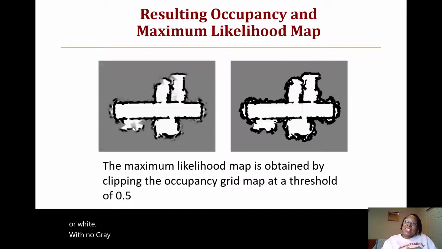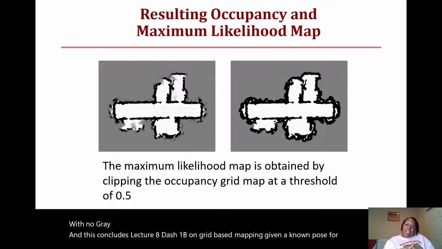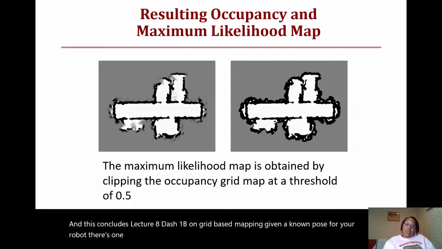And this concludes lecture 8-1B on grid-based mapping given a known pose for your robot. There's one more lecture in this series. It's lecture 8-1C, and it is on reflection mapping.